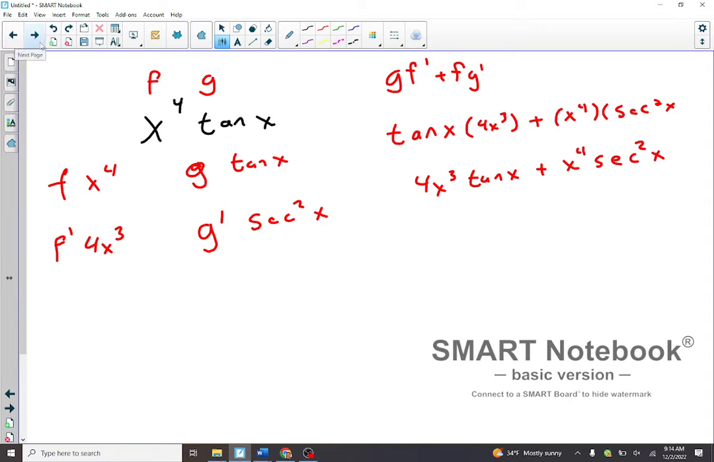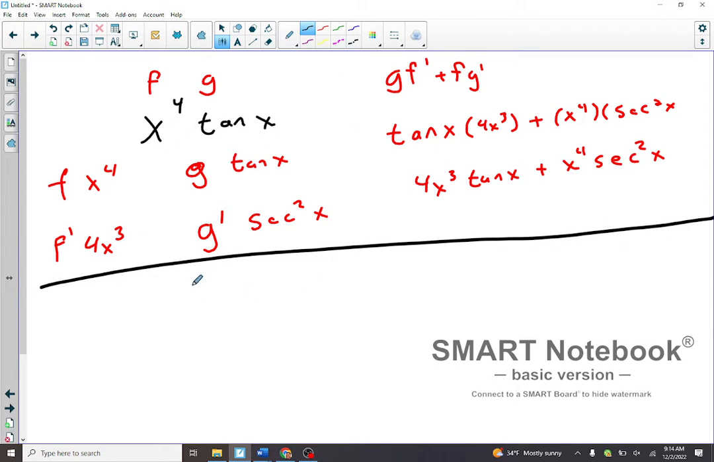Okay. I'm going to move on to the next one. Next one is just a practice of a chain rule. So let's do like 6x to the 3rd plus 17, all to the 10th power.